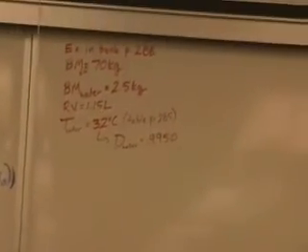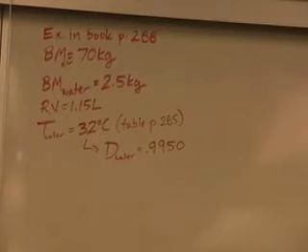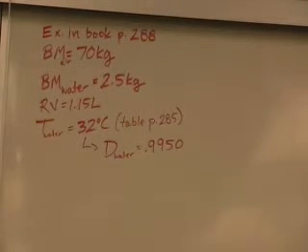For our example calculation, we will be using the example in the book on page 288. For our subject, we have a 70 kilogram male. His body mass in water is 2.5 kilograms. His RV is 1.15 liters, and the temperature of water when we weighed him was 32 degrees Celsius. If you look at the table on page 285 in the lab manual, you get the density of water at that temperature, which is 0.9950.